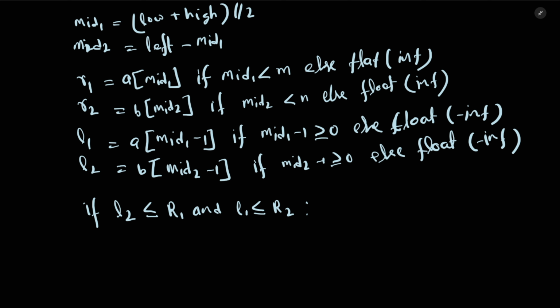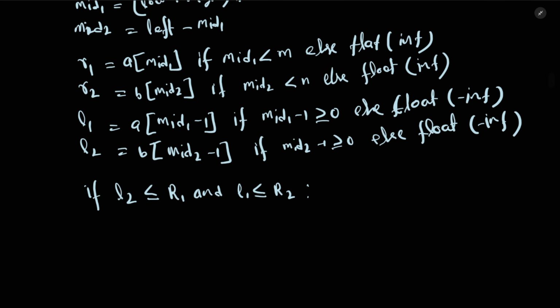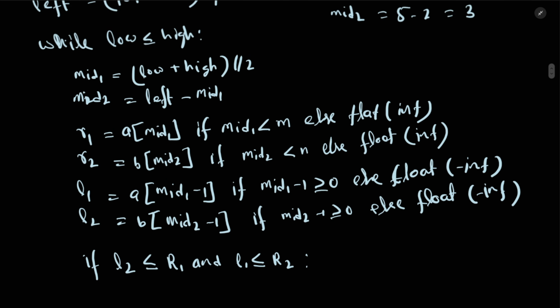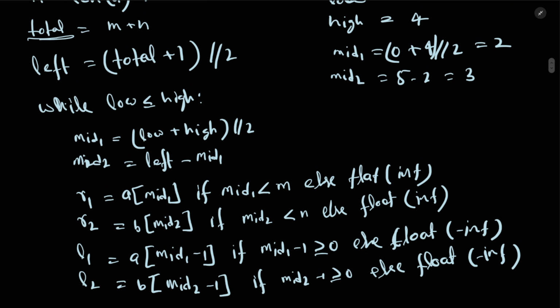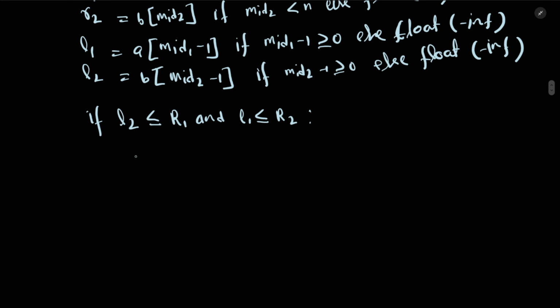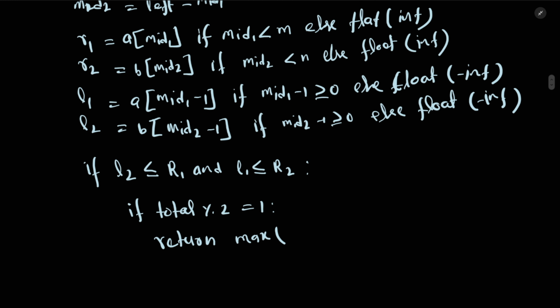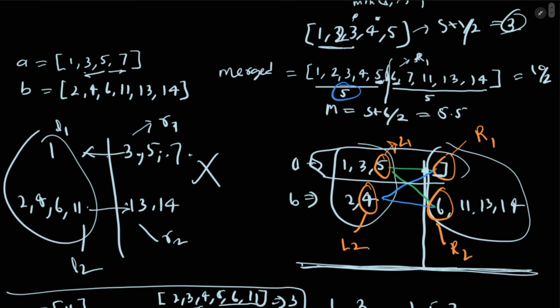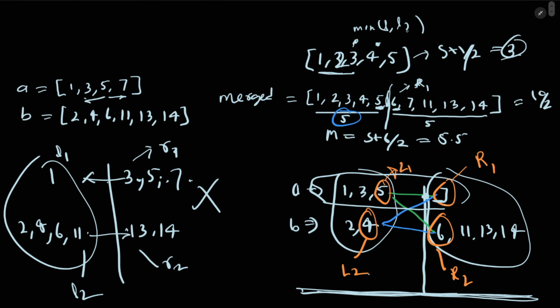Now we need to find if the total combined length is odd or even. Okay, so for that we have the total calculated here, so we can check based on that. So we can say if total modulus 2 is not 0, that means this is odd, so we can return. And what we can return, we can take the max of L1 and L2, because if you remember I have discussed this here, max of L1 and L2.